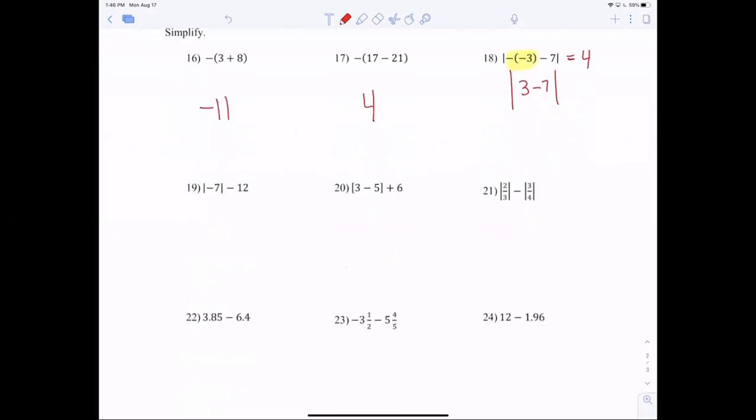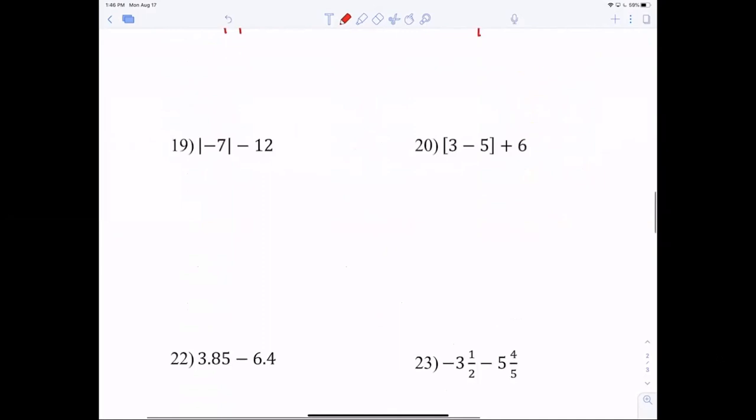Now, again, instead of going around the room, let's get these done. All right, I'll let you tell me. What's the answer to 19? -5. How much? -5. That is correct.